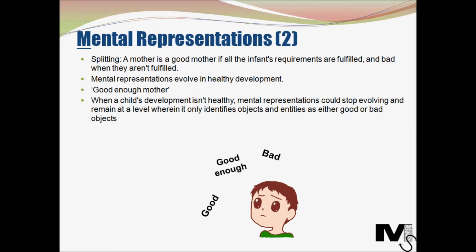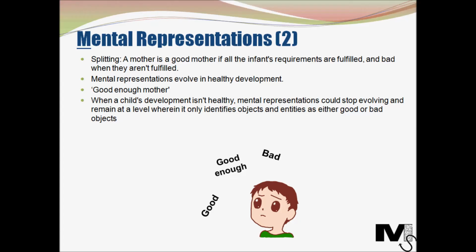Now, when a child grows and its development is healthy, it leads to the evolution of such mental representations. If the mother is able to meet the needs of the child to a satisfactory level, not completely, then the child considers the mother to be a good enough mother and merges the good and the bad relations together to form a whole entity, which is the mother.